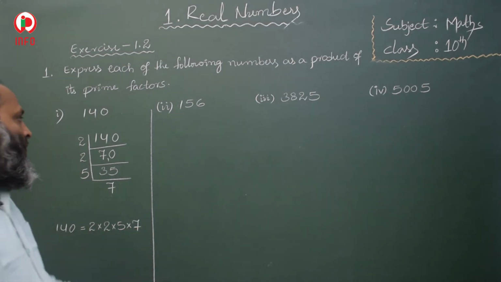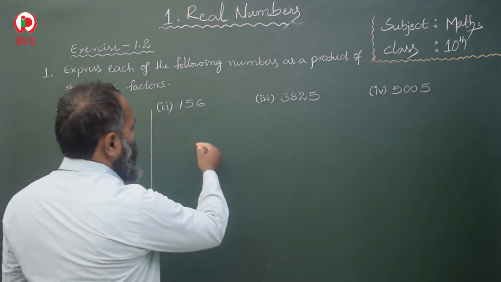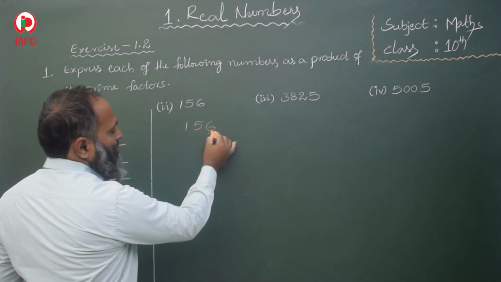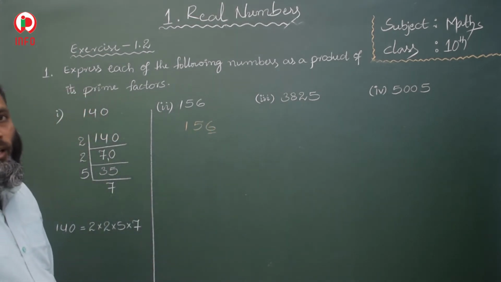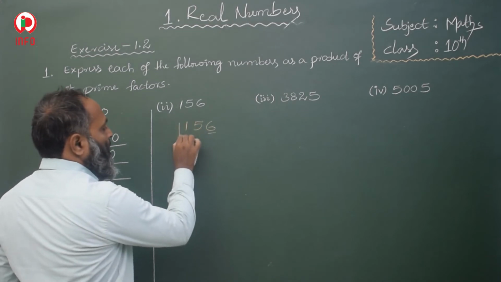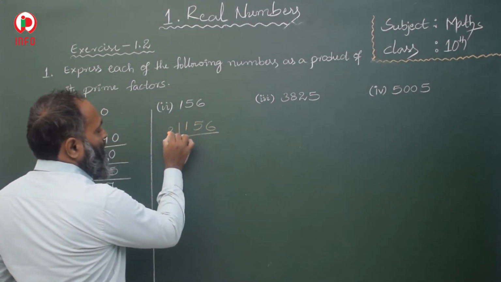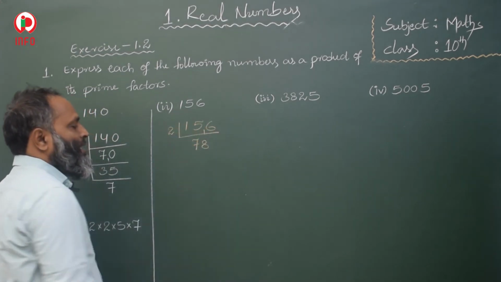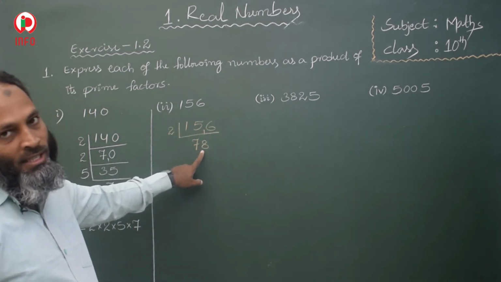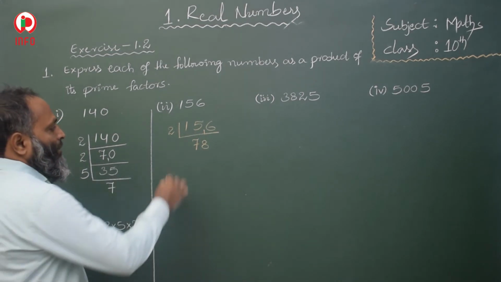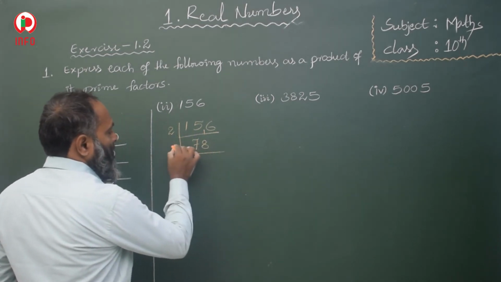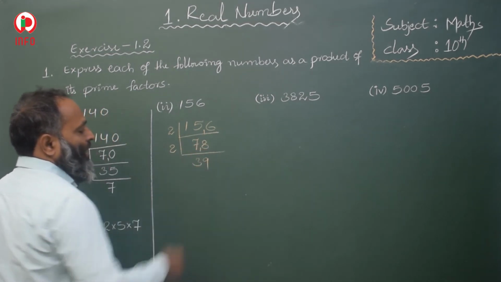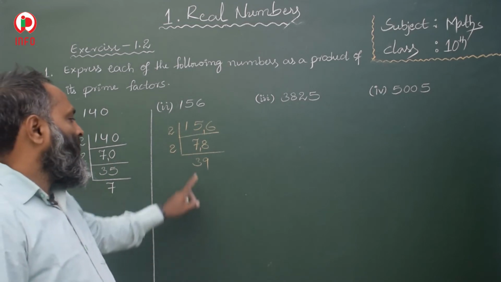Okay. Now the next number is 156. The last one's place is 6. It means it is divided by 2. 2 7s are 14. Here 15 means 1 left. 2 8s are 16. Again here in the one's place an even number is there. So divided by 2. Then 2 3s are 6, 1 left. 2 9s are 18. So then 39.